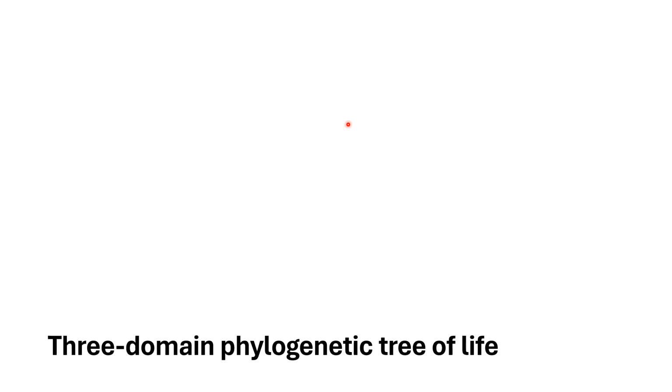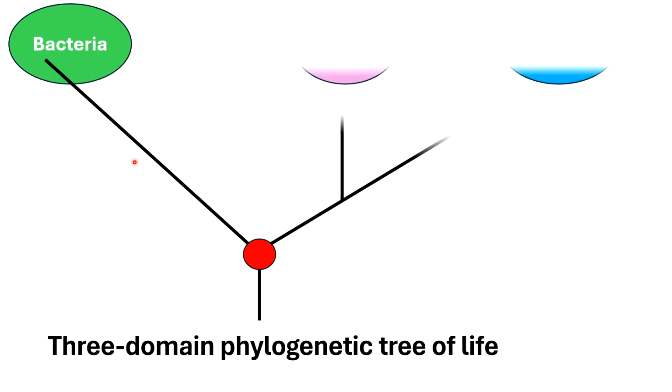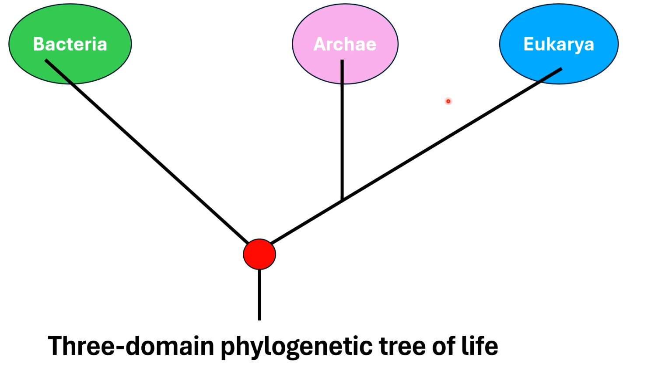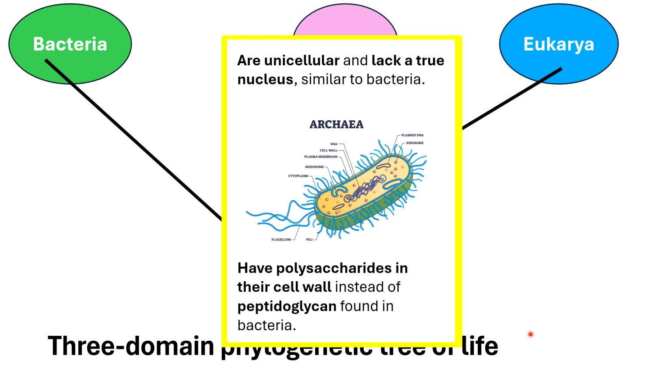The three-domain phylogenetic tree of life, as the name suggests, has 3 components, starting with bacteria and followed by archaea and eukarya. Let's look at archaea, which is relevant to our course. So archaea are extremophiles, meaning they can survive in very harsh environments, and specifically halophiles, meaning they can survive in environments with very high salt concentrations.